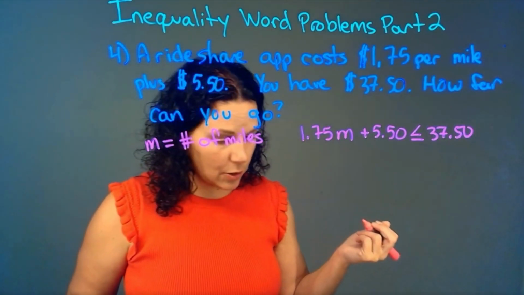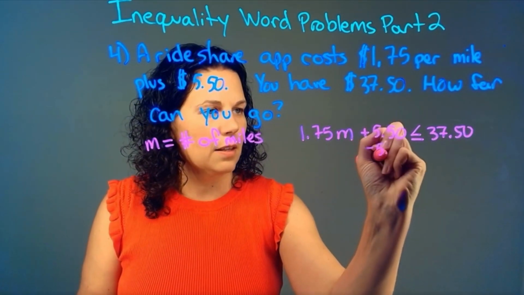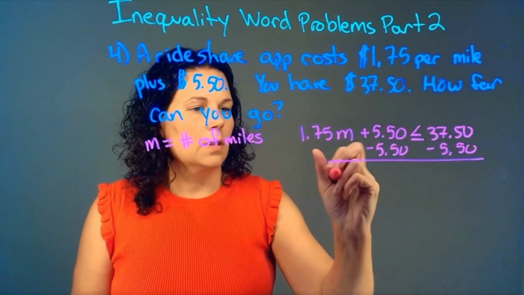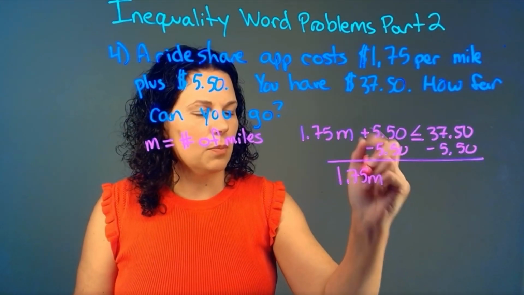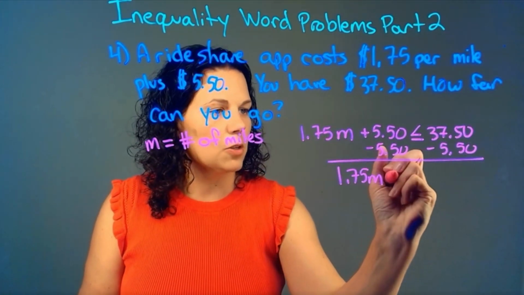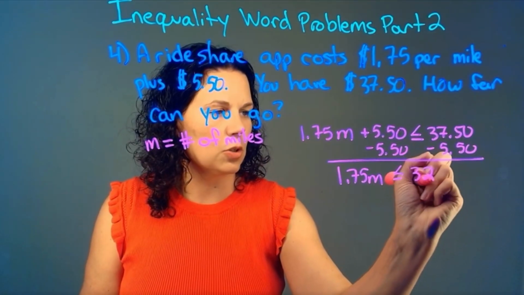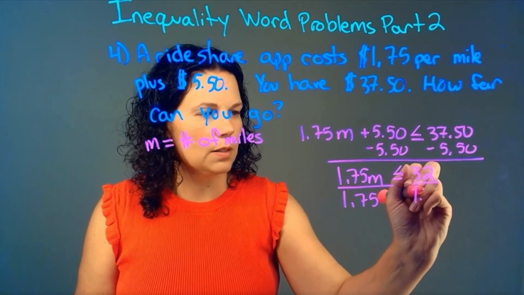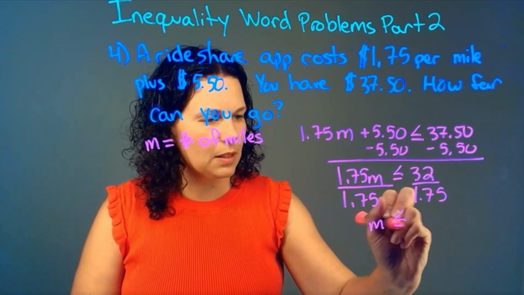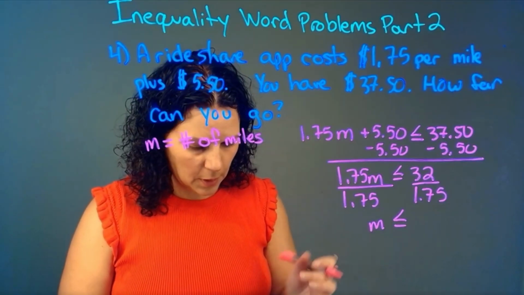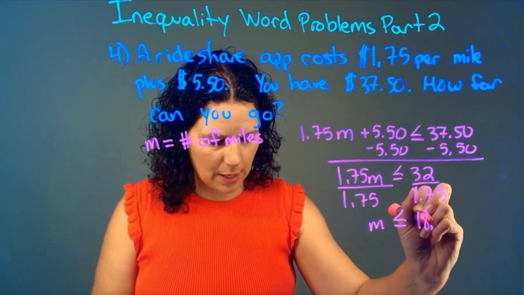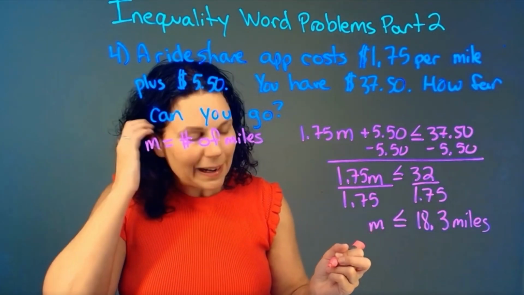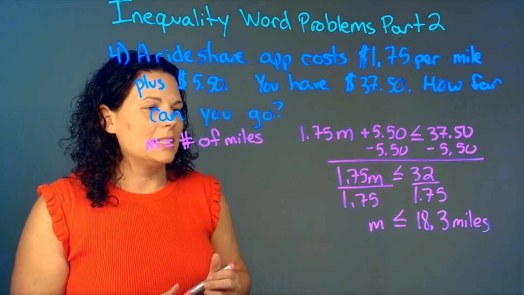So let's solve this. Again, I did do the math earlier to make sure that I got it right and also save time. We've got $1.75 M and we subtract $5.50 from both sides. That's going to give me less than or equal to $32. Now divide both sides by 1.75. So M has to be less than or equal to 18.3 miles. I rounded. It was roughly 18.285. So M is less than or equal to 18.3 miles.